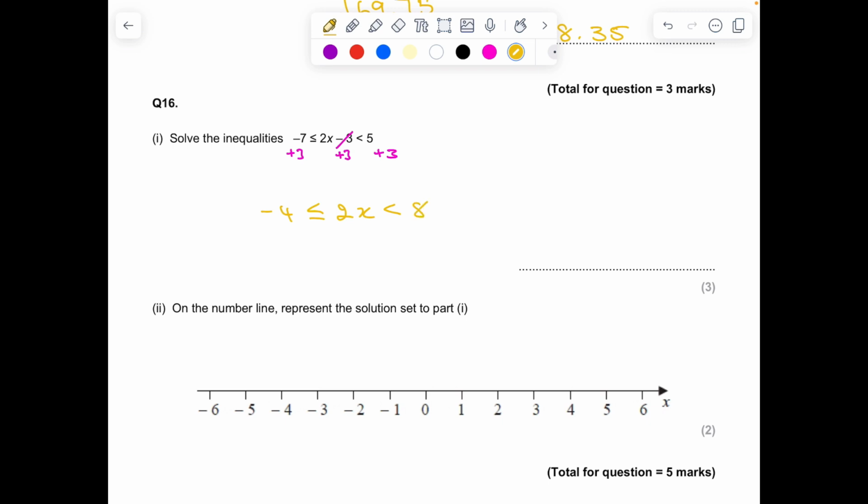So that's what I've got so far. Then, to get rid of the times by 2 here, and to just get a solution for x, I'm going to divide everything by 2. So my final solution is minus 2 is less than or equal to x, which is less than 4. Okay, so x is greater than or equal to minus 2, but less than 4. So that's your final solution.